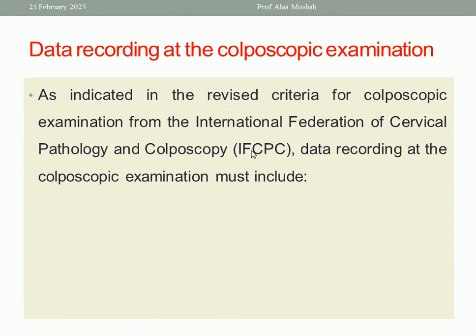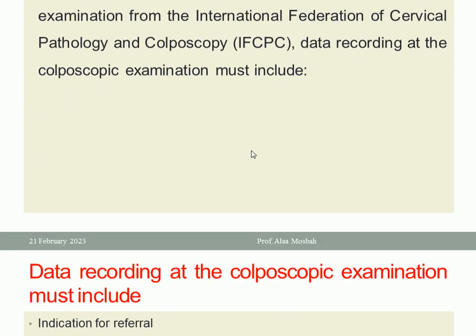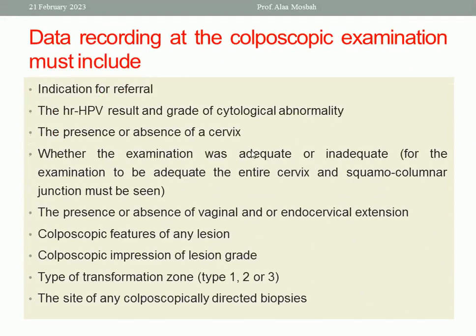Then data recording at the colposcopic examination, as indicated in the revised criteria for colposcopic examination from the International Federation of Cervical Pathology and Colposcopy, must include: indication for referral, number one. Then, the high-risk human papillomavirus result and the grade of cytological abnormality. The presence or absence of cervix, maybe the patient had a total hysterectomy.